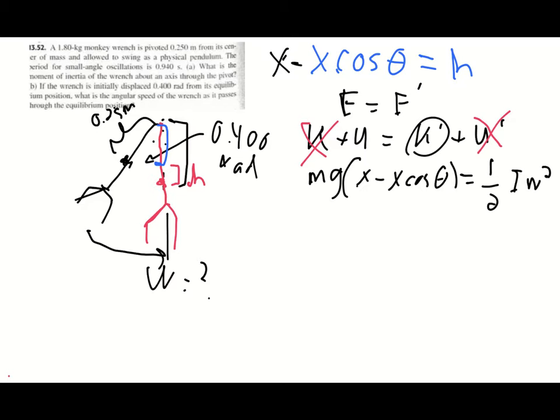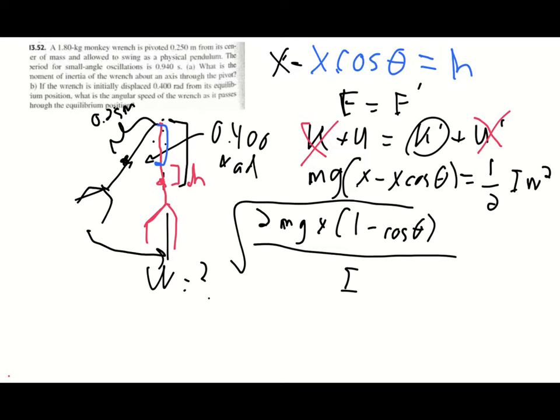I'm going to move everything over a little bit. So I'm going to have 2 mg, and I'm going to factor out an x because that's convenient, times 1 minus cosine theta, all divided by I. If I take the square root of all that, it should give me omega. If you need a second to wrap your head around all that factoring, go ahead and pause and take a second look. I'm going to plug all that stuff in down here.